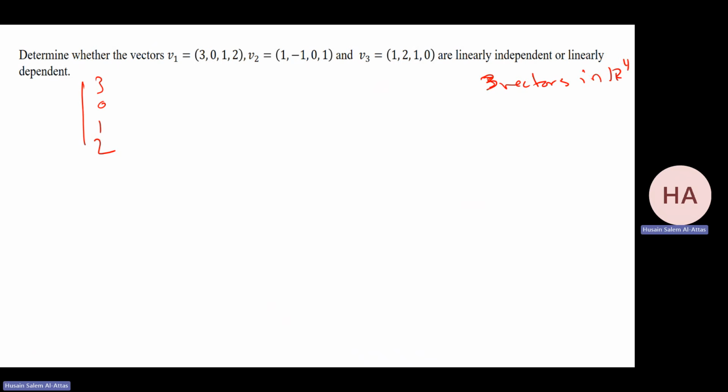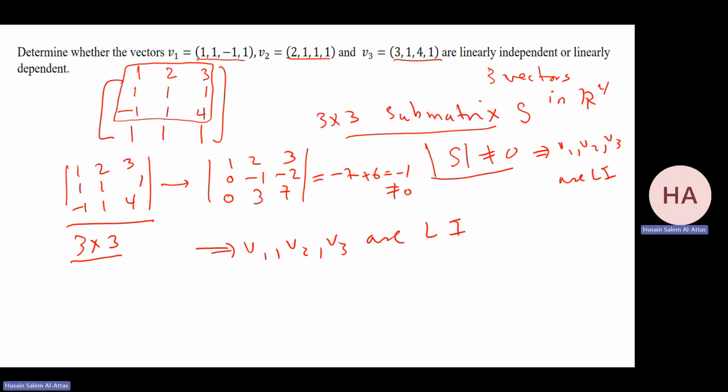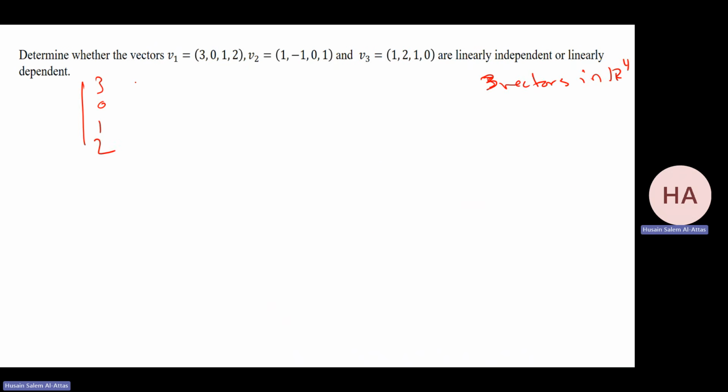So the number of vectors is less. I have 3 vectors in R4. The same idea. Okay: 1, -1, 0, 1, 1, 2, 1, 0. This is what happened. So now I need to check. Let me take this submatrix and see what will happen. I'll take 3, 1, 1, 0, -1, 2, 1, 0, 1.